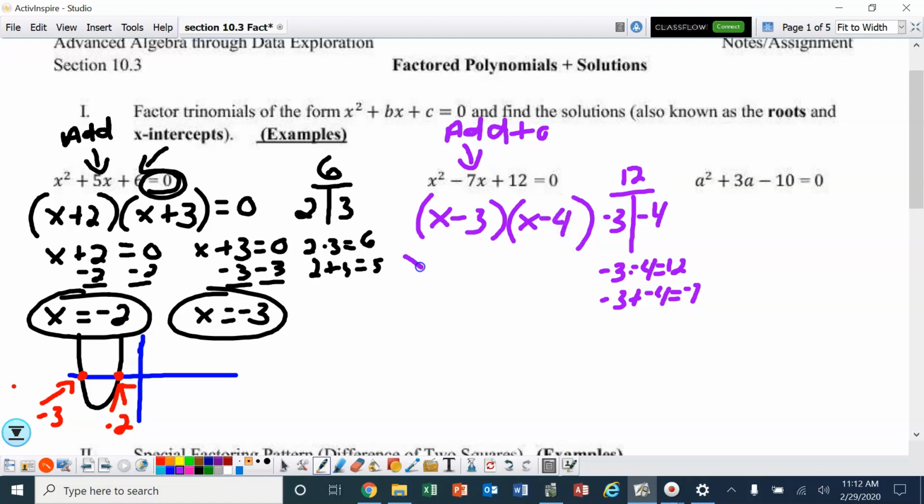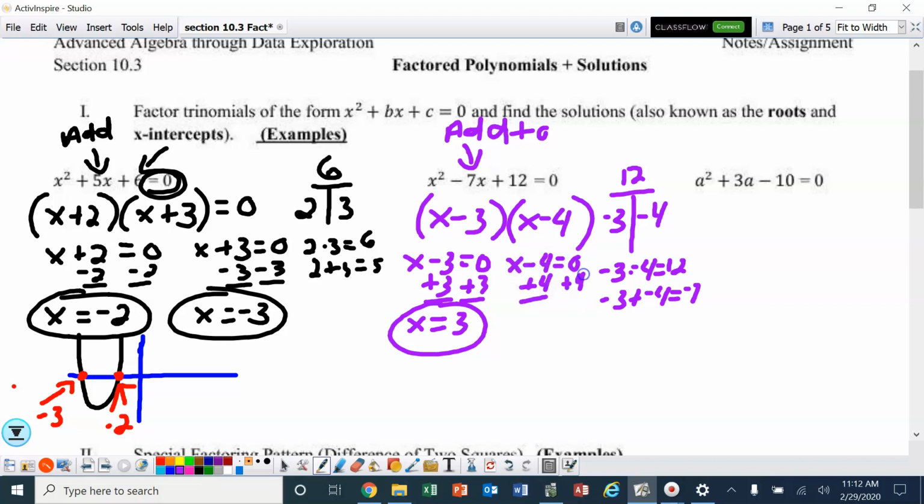Find the solutions. Again, I would set that equal to 0 and then solve. Now, if you look at this, you really don't have to do the scratch work. We've already talked about it this year: solutions and factors are opposites. So if the factor is negative, the solution will be positive. If the factor is positive, the solution will be negative. All right, let's keep going.